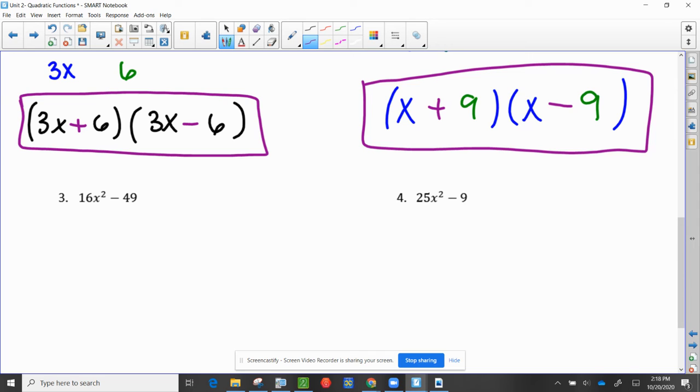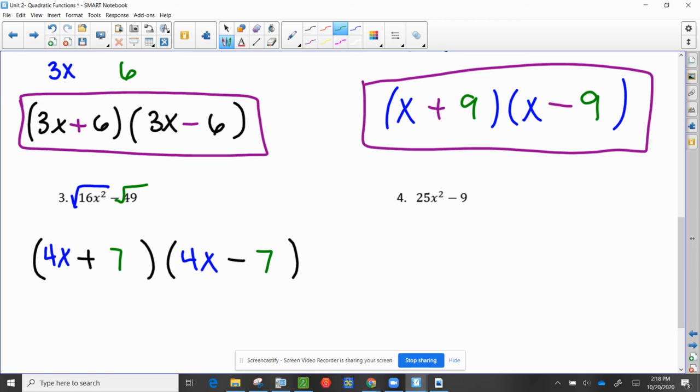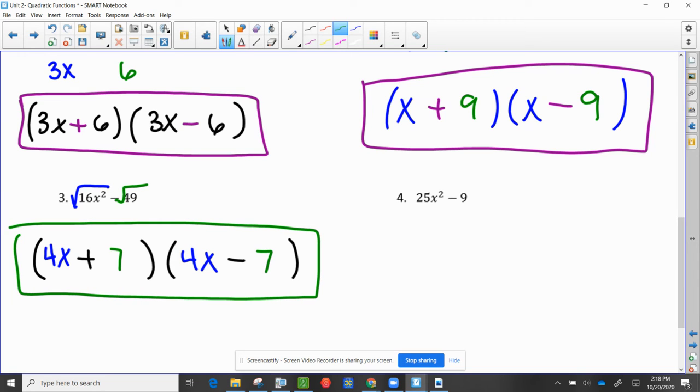Number 3 is 16x squared minus 49. So 16 and 49 are both perfect squares. Okay, so now we just have to square root them. So the square root of 16x squared is 4x. So I'm going to have 4x plus and 4x minus. The square root of 49 is 7. So plus 7, minus 7. And that's our answer. So I'm going to have you guys go ahead and try 4.